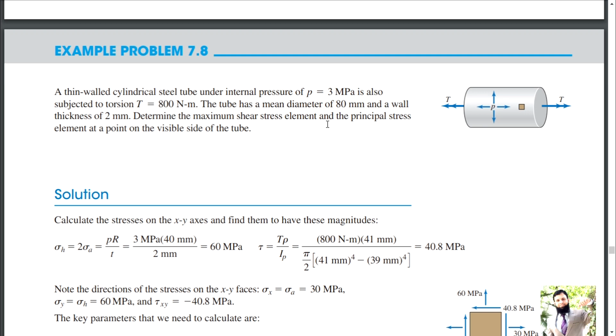Determine the maximum shear stress element and the principal stress element at the point on the visible side of the tube. On the visible side of the tube, you are going to find the maximum shear stress and principal stresses, principal maximum stresses on the visible side, this stress block. How you are going to calculate the stresses at this stress block? I told you before, this is a case of combined loading, and you can see that it is a biaxial case of loading.